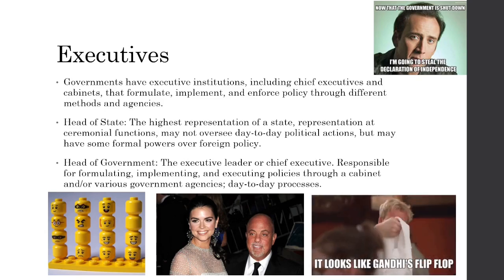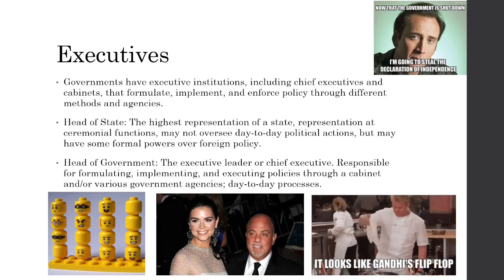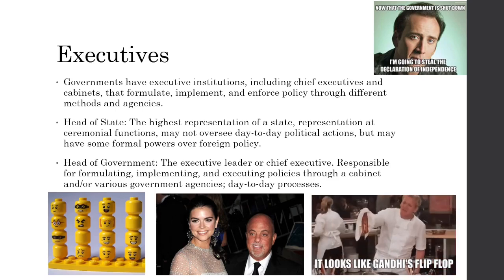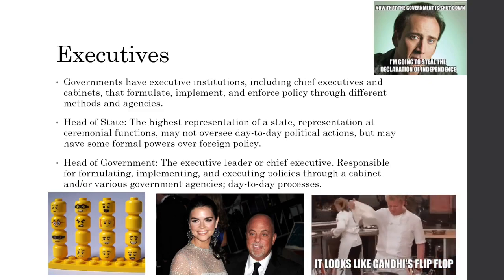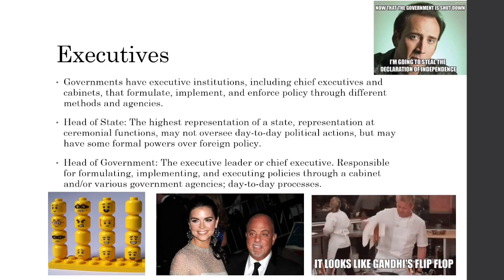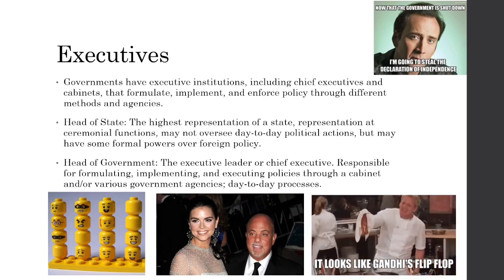The head of government is the other main role that you have to know, and this is the executive leader, sometimes the chief executive, like a president, and they're responsible for formulating, implementing, and executing policies through a cabinet and or various government agencies, and they're the ones who are in the mud, involved in the day-to-day processes. They're getting their hands dirty in the politics.